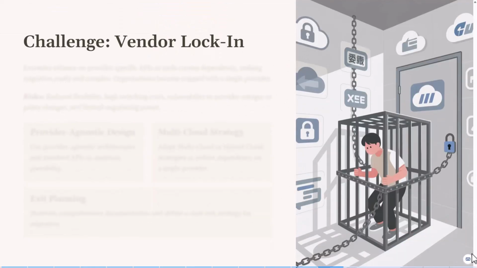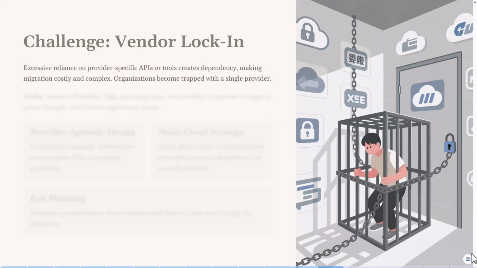Next challenge is vendor lock-in. Sometimes companies rely too much on a single cloud provider's tools and APIs. This makes it hard and expensive to move to another provider. So, if one provider has problems, changes rules, or raises prices, the company has fewer options and less flexibility.